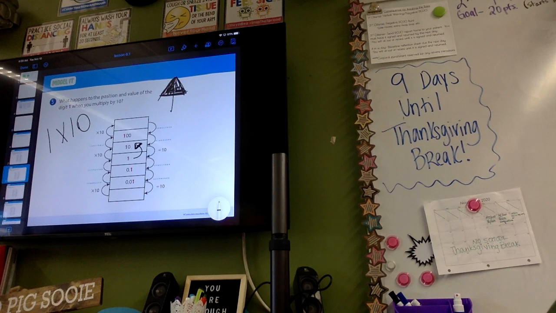So it goes up. Remember, multiply, it gets bigger. Okay, so you could say it gets bigger or it goes up. Number 6, what happens to the position and value of the digit 1 when you divide by 10? It goes down or it gets less. And it becomes 1/10 right there.